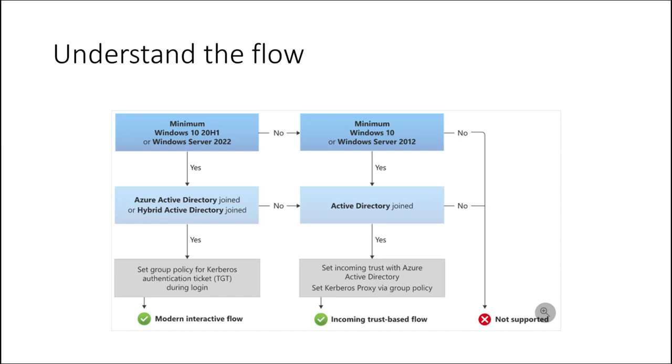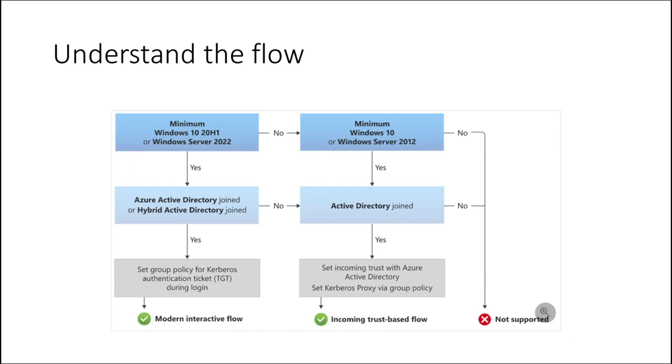And we have two flows that you can use, either the modern interactive flow or the incoming trust based flow. Based on the client machine that the customer is trying to connect, you have to establish one of these workflows, and we have all the steps documented in our documentation, and you can create the Kerberos proxy for the Windows client machines with the Azure Active Directory, and you can start connecting to the managed instance.